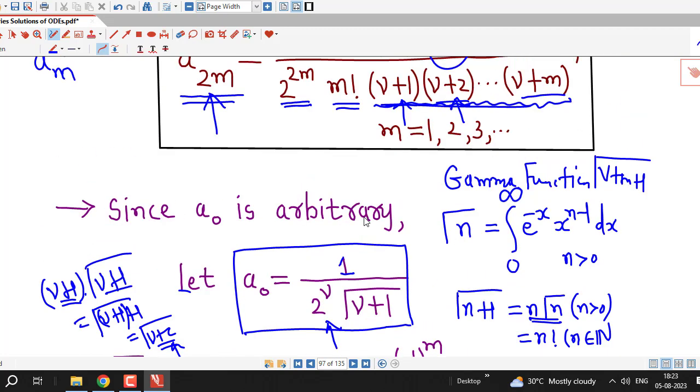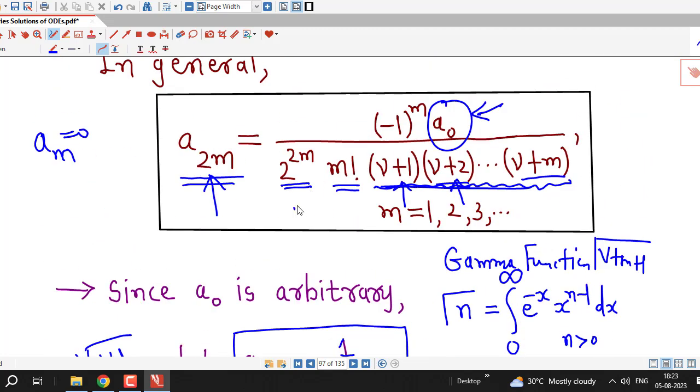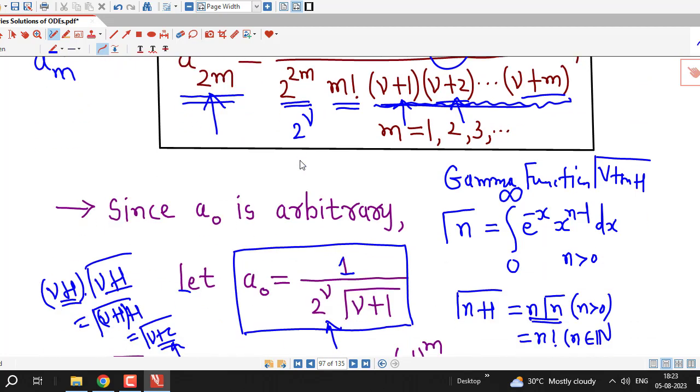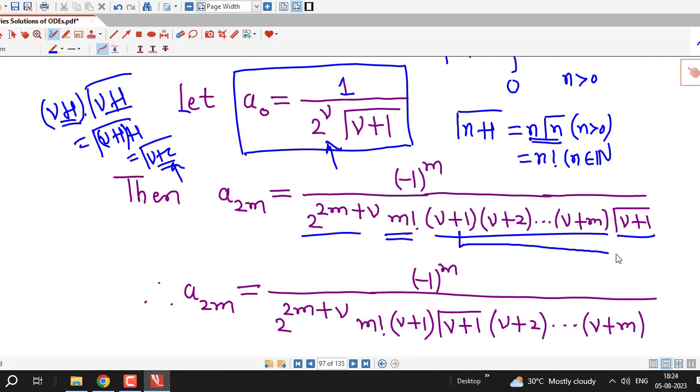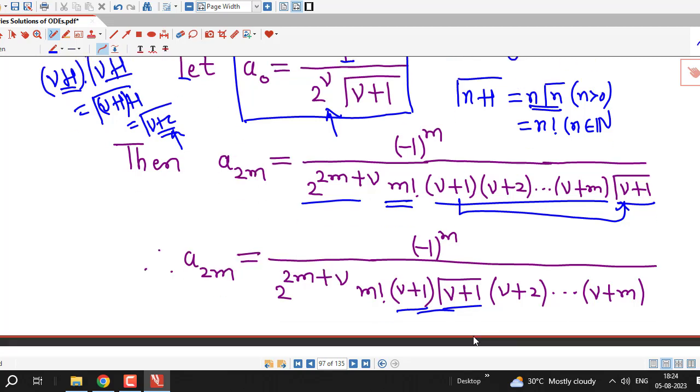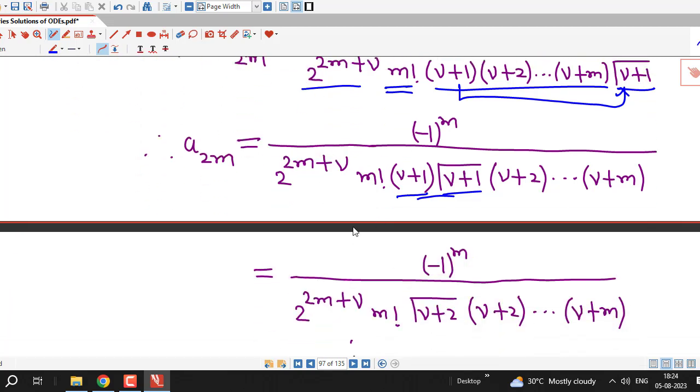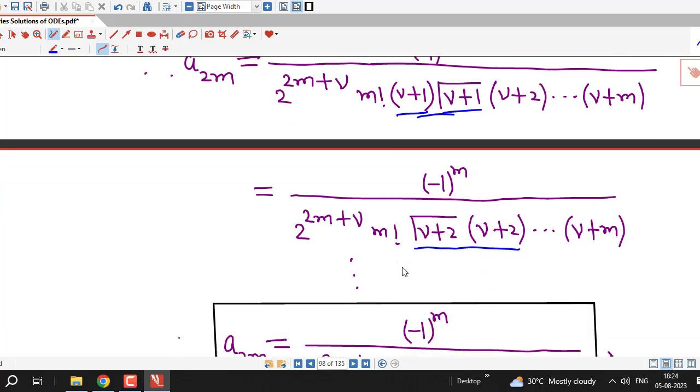a0 equal to 1 over 2 raised to nu. I have combined with 2 raised to 2m, that is 2 raised to 2m plus nu, m factorial as it is. This is as it is, and this is gamma nu plus 1. Now in the next step, I combine these two, nu plus 1, gamma nu plus 1, and using this property, this I can rewrite as gamma nu plus 1, that is gamma nu plus 2. Rest of the things as it is. In the next step, I combine these two and I rewrite as gamma nu plus 3.